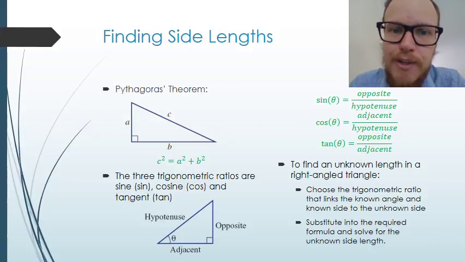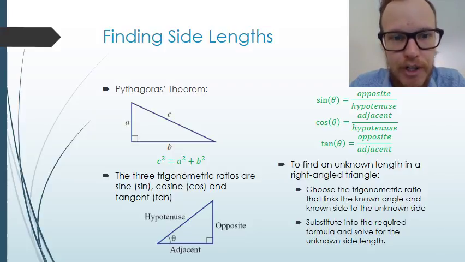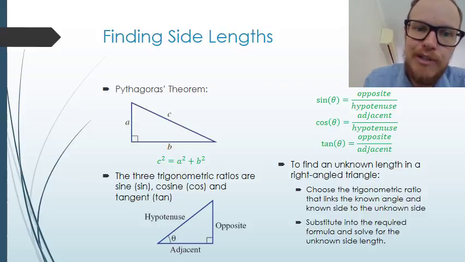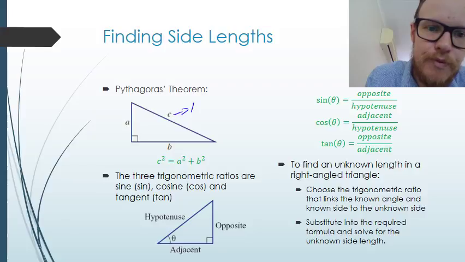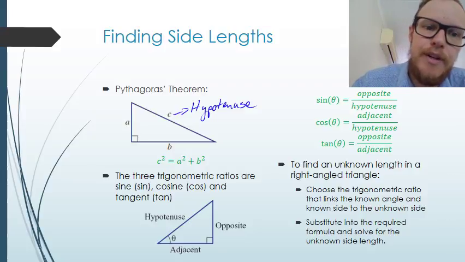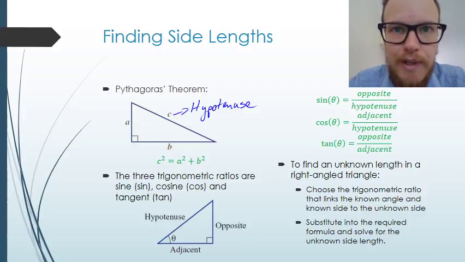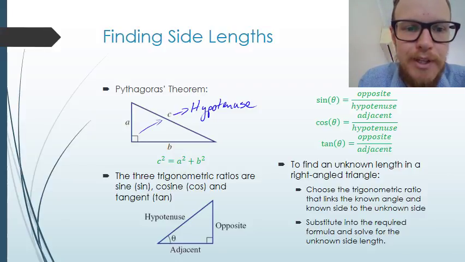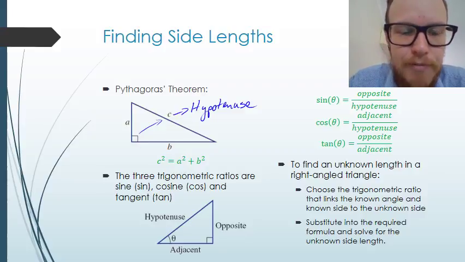So, in order to find side lengths, we've got two possible strategies that we can use. We can use Pythagoras' theorem, or we can use trig functions. Pythagoras' theorem, just as a refresher, is a relationship between the three sides of a right-angled triangle. The longest side is called the hypotenuse, and there are the two shorter sides that are also related in a right-angled triangle. The hypotenuse always occurs directly across from the right angle in the right-angled triangle.